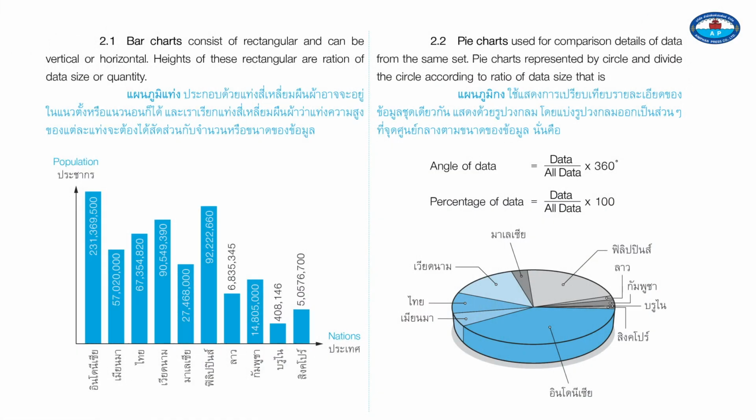2.1. Bar charts consist of rectangular and can be vertical or horizontal. Heights of these rectangular are ratio of data size or quantity. 2.2. Pie charts used for comparison details of data from the same set. Pie charts represented by circle and divide the circle according to ratio of data size, that is: angle of data equals data over all data times 360 degrees. Percentage of data equals data over all data times 100.